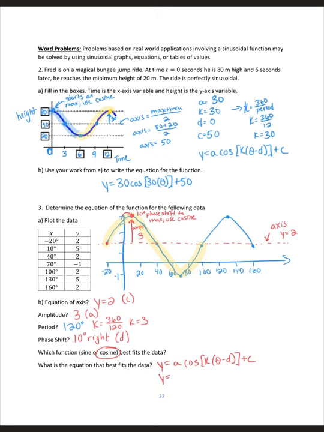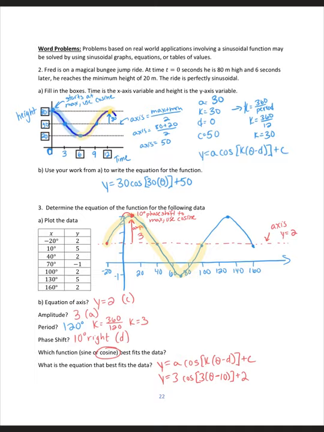My amplitude is 3. Our k value is also 3. We're shifting 10 degrees to the right, so we need to do a minus in here. And then our axis, or our vertical shift up, is going to be plus 2.